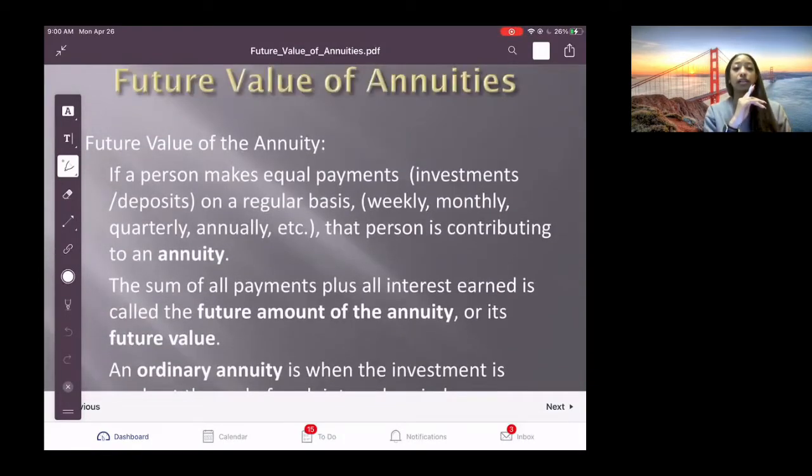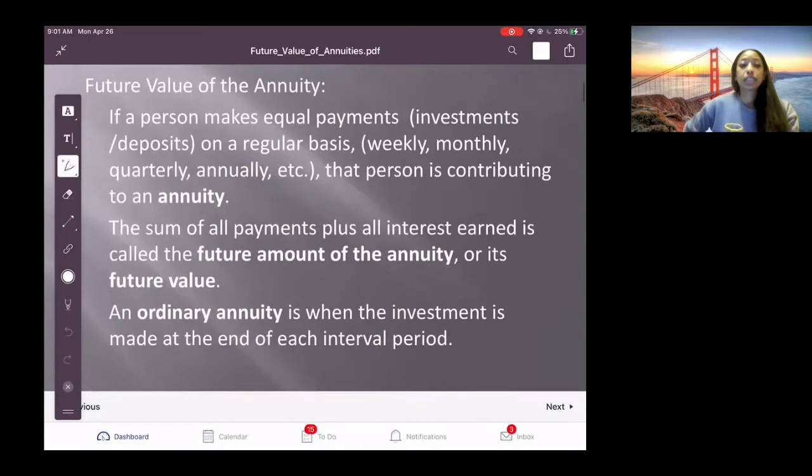These are examples of annuities because, as I mentioned earlier, if we make equal payments into an account over equal time intervals, we call that an annuity. If a person makes equal payments, investments, or deposits on a regular basis, so it can either be every year, every month, every week, every day, it just has to be regular time intervals, that person is contributing to an annuity, okay? The idea is we want to figure out how much you end up with in that account by the end of this investment.